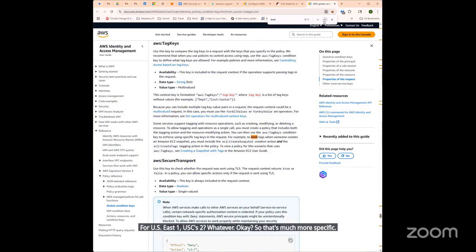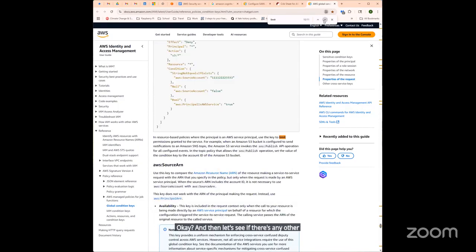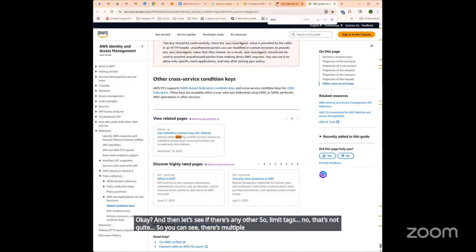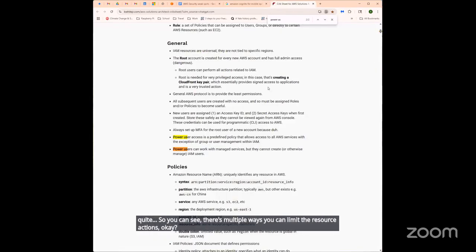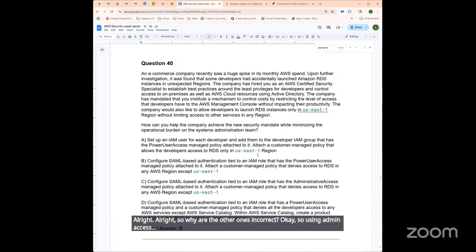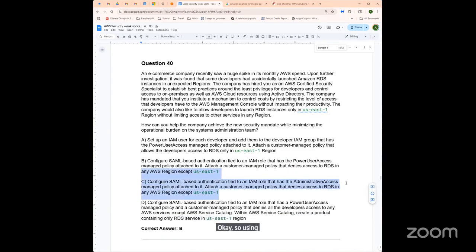Okay, and then let's see if there's any other. So limit tags. No, that's not quite. So you can see there's multiple ways you can limit the resource actions. All right. So why are the other ones incorrect? Okay. So using admin access. Where is this? Oh, there we go. Okay, so using admin access instead of power user access.